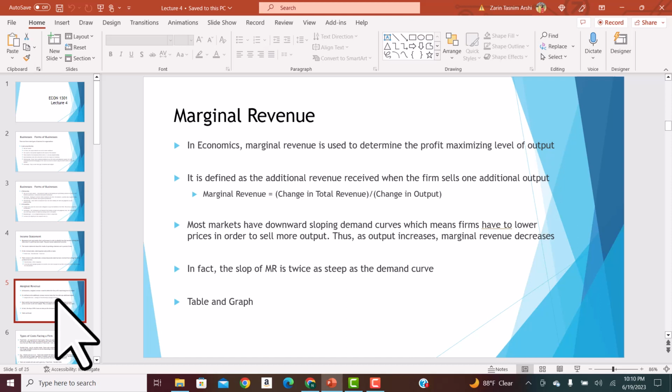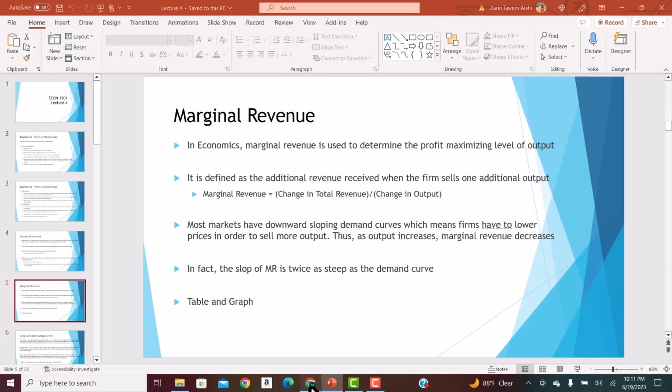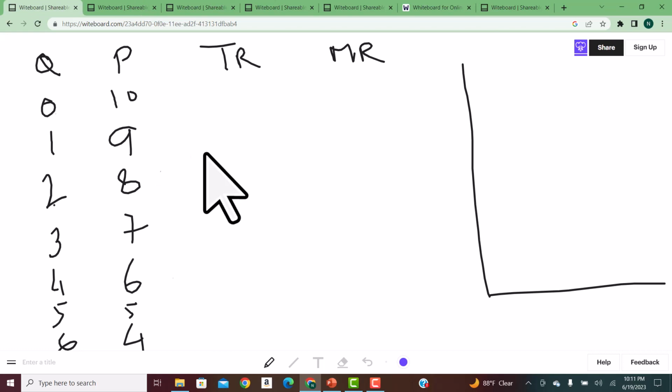Thus, as we increase output, marginal revenue will decrease because we are lowering the prices, right? So let's do an example. Just look at this. Let's say this is given to us.